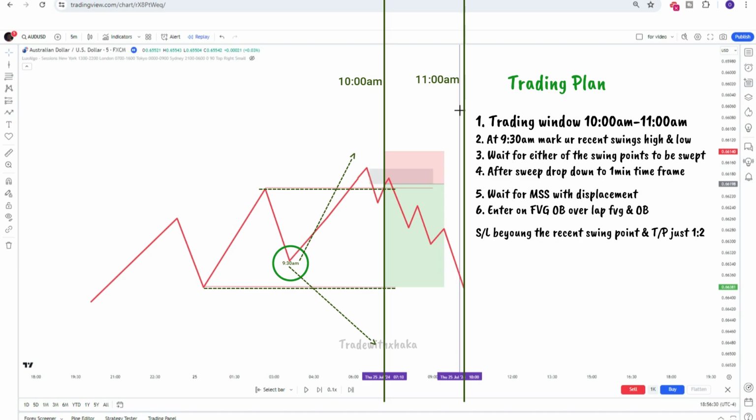Fourth, after the sweep, drop down to the 1 minute time frame. Fifth, wait for a market structure shift with displacement. Sixth, enter on FVG, order block, overlap of FVG, anyone you find necessary that you think is valid, use it. Your SL goes beyond the recent swing low points, then your TP goes to 1:2. You have to mark out the structure shift from the sweep, maybe from 9:30 upwards, but you must enter after 10 o'clock a.m. If you don't have any entry before 11 o'clock a.m., then call it a day. You understand? So let's move to the live example.